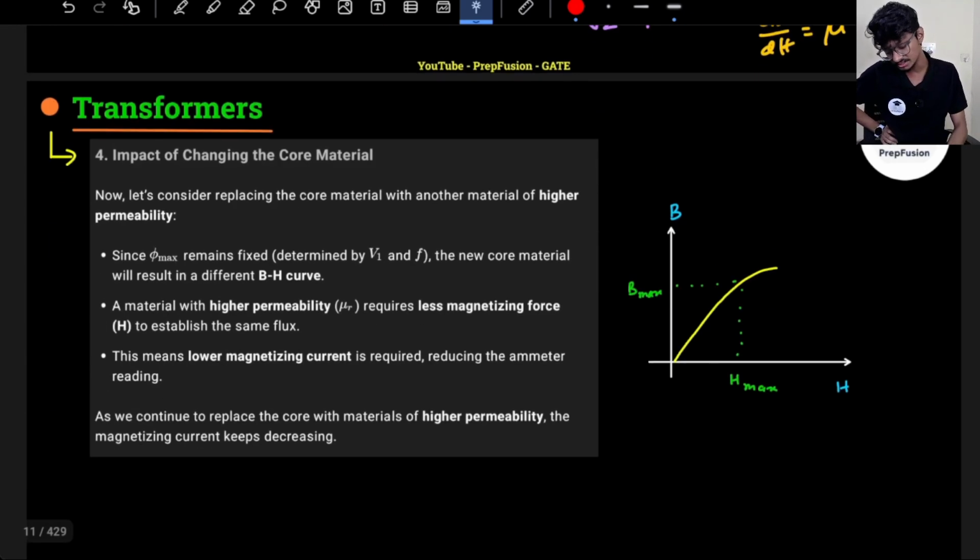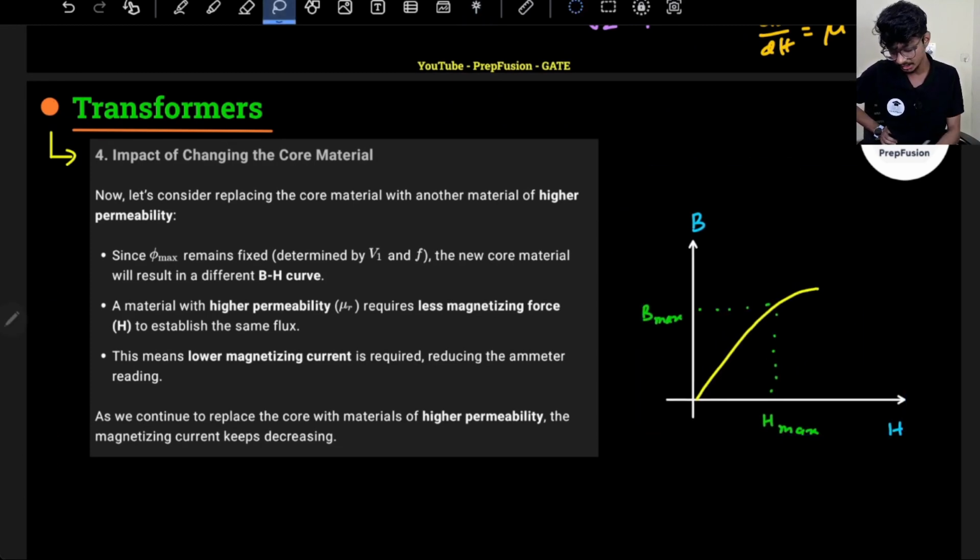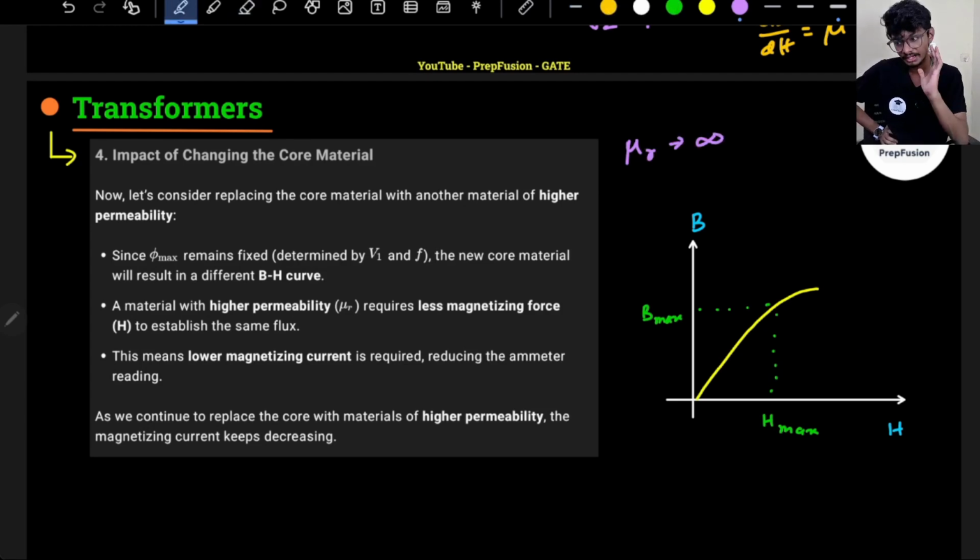Better materials, whatever we're discussing about magnetic circuits, means that it should permit all the flux lines, magnetic field lines. So my mu r should be infinity, tending towards infinity. That is my main target, right?